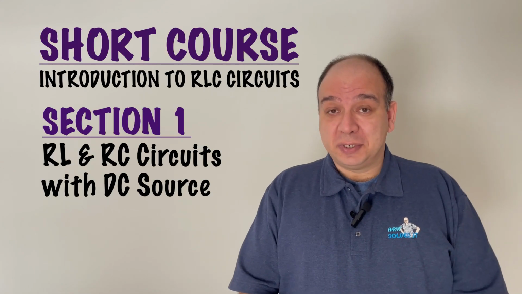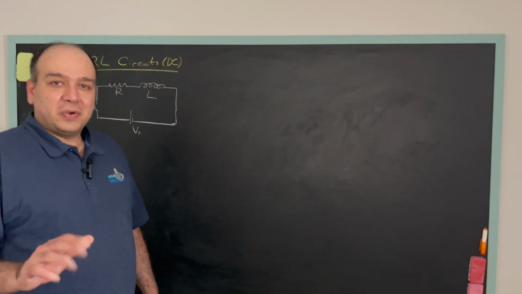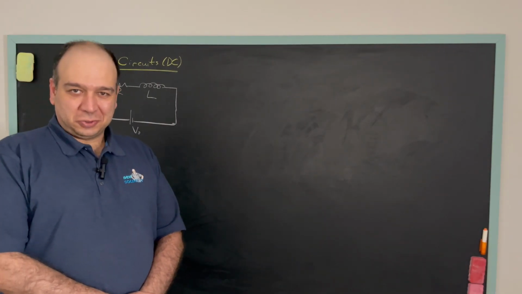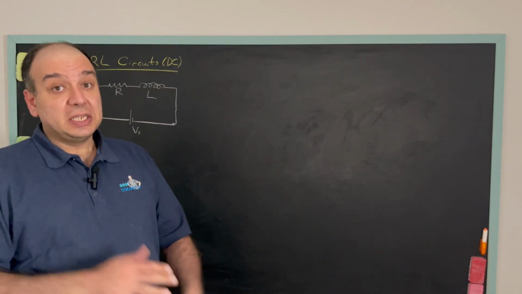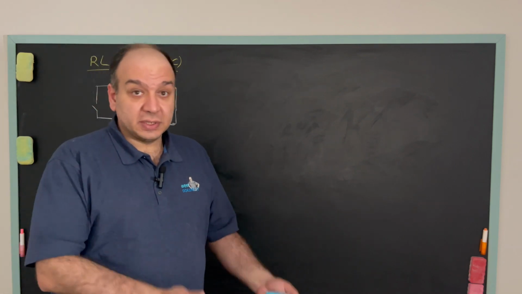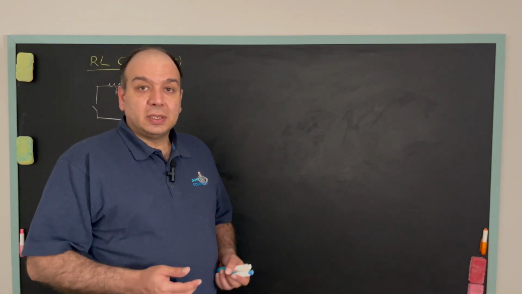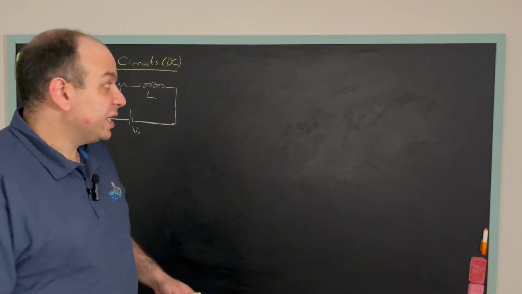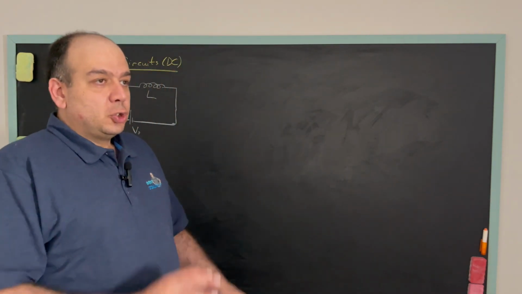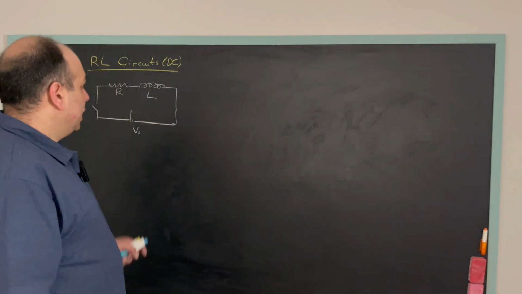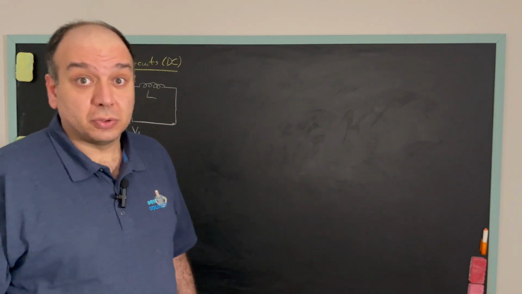Now we will start with the first section, RC and RL circuits powered by DC sources. Welcome to the Introduction to RLC Circuits short course. This short course is the continuation of your Electricity and Magnetism class, so we will not talk about what a resistor is, what a capacitor is, what an inductor is, but rather we will talk about how these circuit elements behave in DC powered and AC powered electric circuits. In the first section, we will talk about RL circuits and RC circuits powered by DC sources.